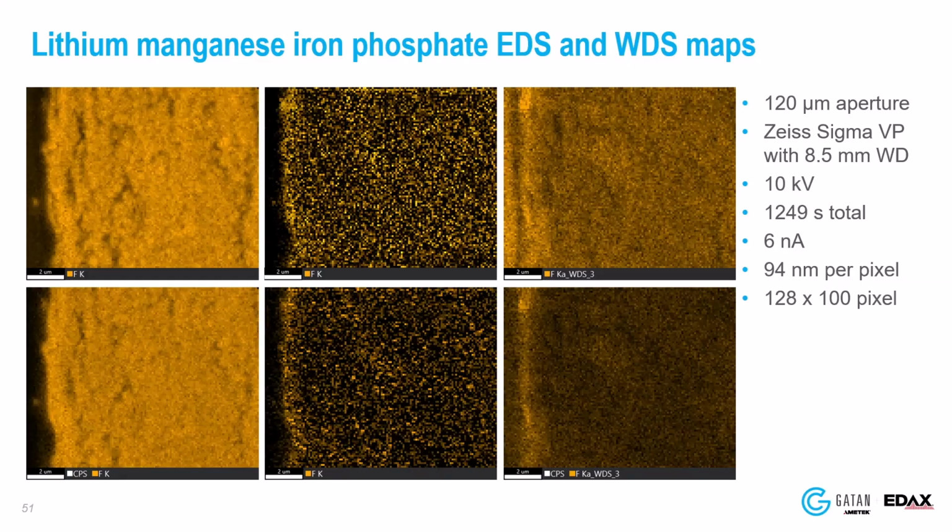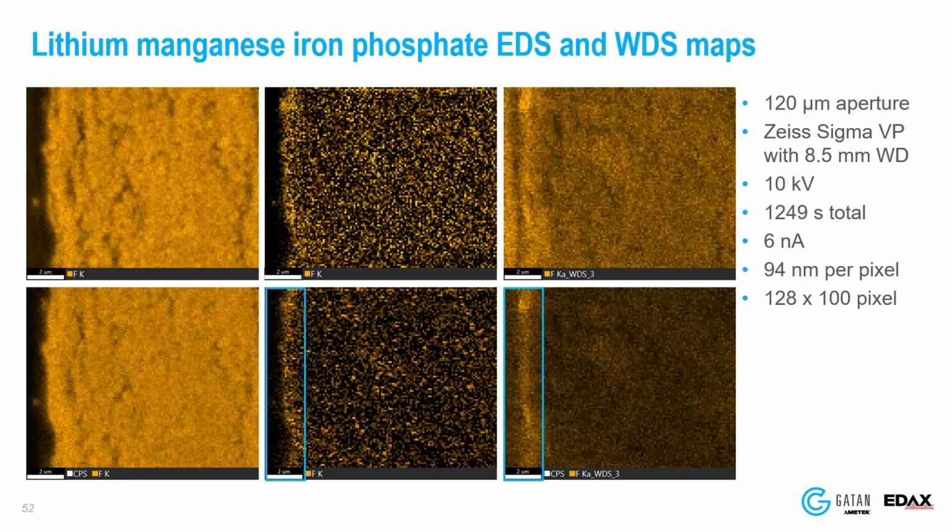The messages in each of them are quite different. Important to note is that all the maps were collected at the same time. So while in the EDS map the distribution is rather homogeneous, in the WDS map we can see there's a clear enrichment on the surface of the sample.